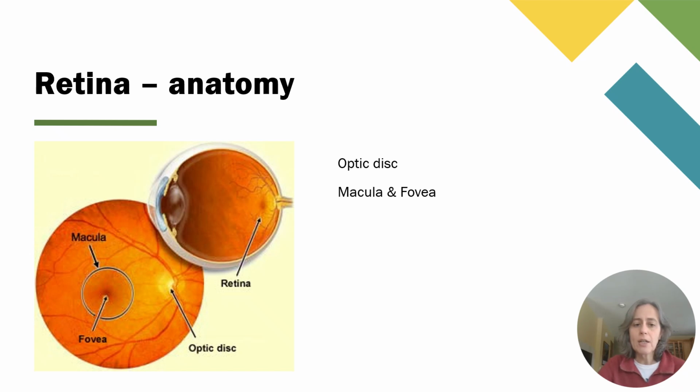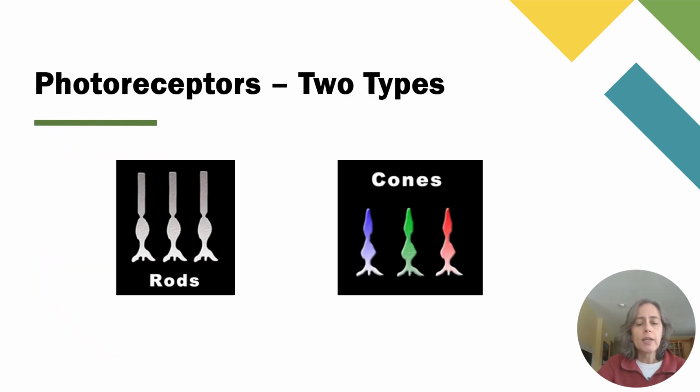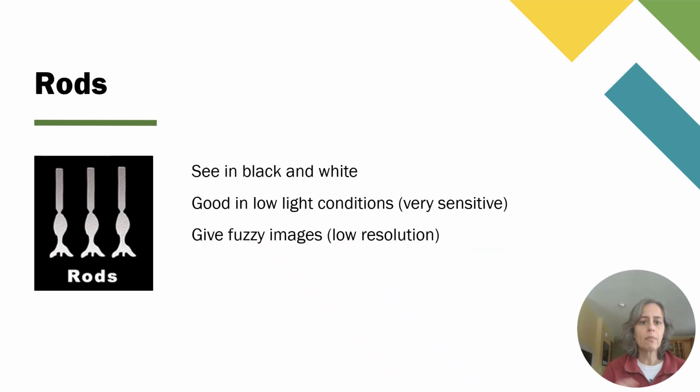So retina, we talked about the optic disc, which is the beginning of the optic nerve. That is our blind spot. And we talked about macula and fovea, which is where we have the highest concentration of photoreceptors. So now let's talk about those photoreceptors. They come in two types. They come in rods and cones, so named because of the shapes of the tops of these cells, the way they are positioned in this image. So let's talk about them one by one.